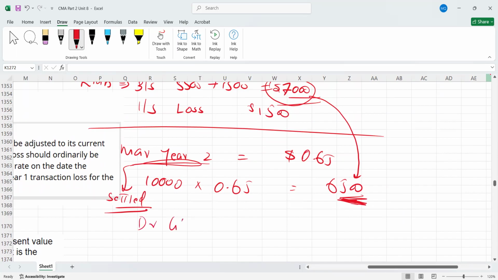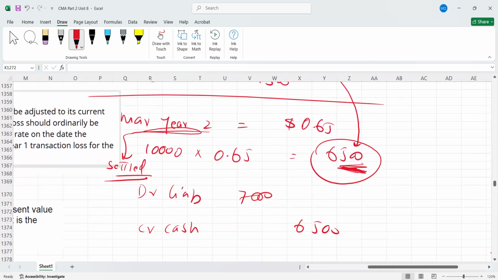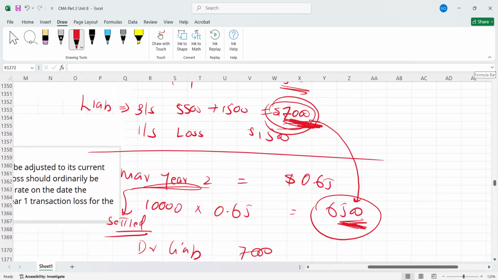You will first debit the liability, the value which is showing in the recent balance sheet. You will remove this 7,000 and you will credit cash by 6,500, because this is what ultimately you are paying. Now you can see the difference is on the credit side, 500. So this is actually going to be your gain. If the difference is on the credit side, this is a gain because your liability has reduced from 7,000 to 6,500. So the 500 gain would be recorded in the year two income statement. Okay, we'll record this gain. Understood? Clear, guys?